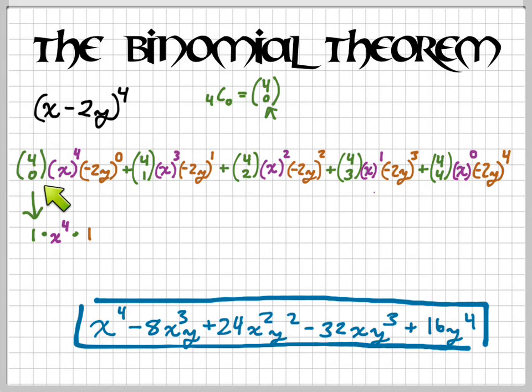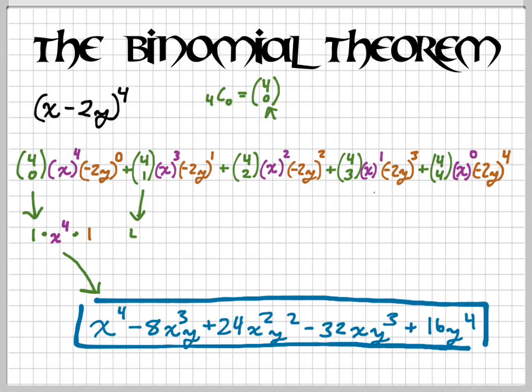Now, 4 choose 0 equals 1. And then when I raise x to the 4th power, I just get x to the 4th. And then this raised to the 1 power is just 1. And that is our first term. Right? If we multiply these together, we get x to the 4th.